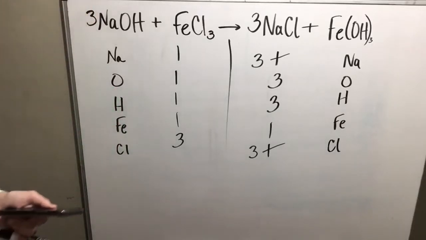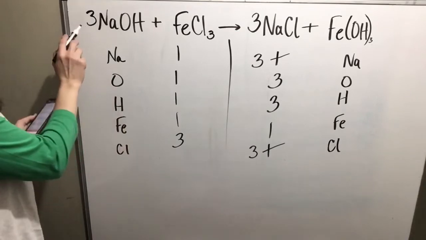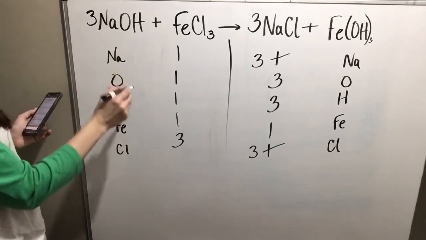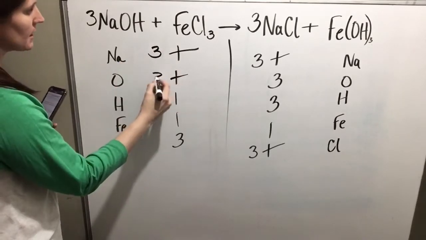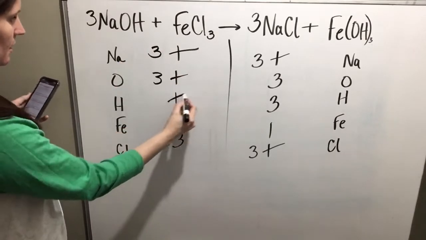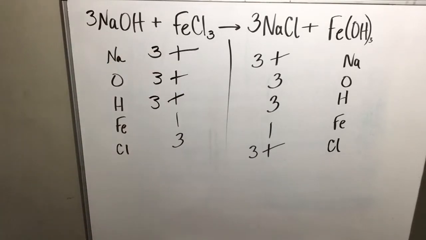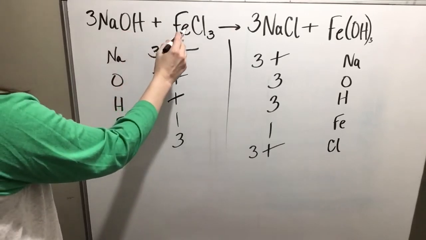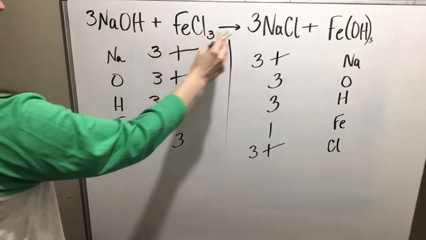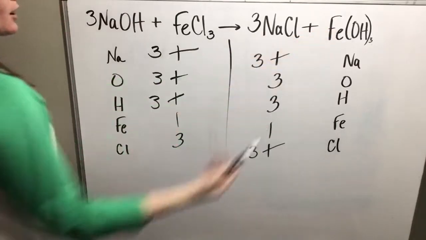All right, I'm picking up where it left off a second ago. So we're here. I added a 3 coefficient to the sodium hydroxide. So that's going to make this a 3, this a 3, and this a 3. And now we are equal across the whole thing. So 3 sodium hydroxide plus the FeCl3 yields 3 sodium chloride plus iron hydroxide.